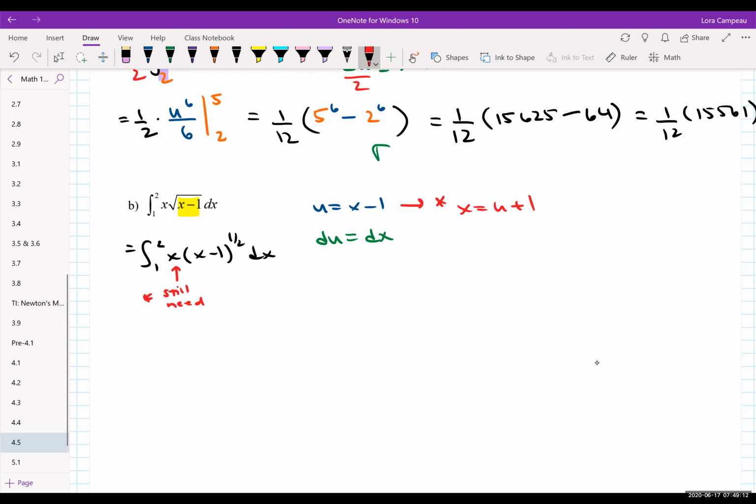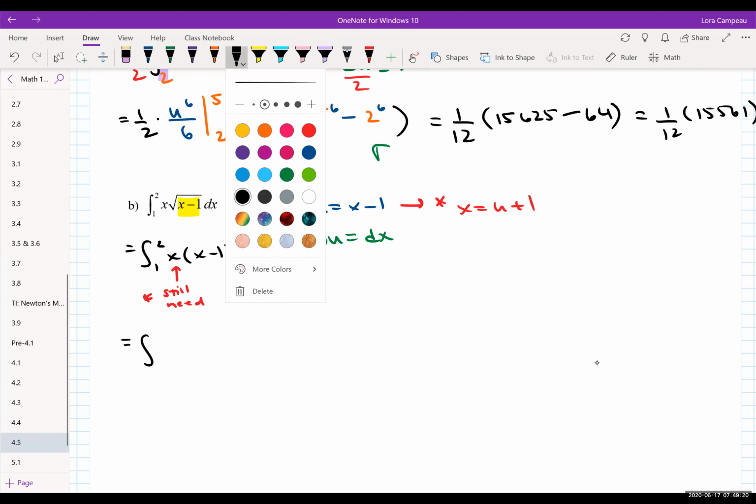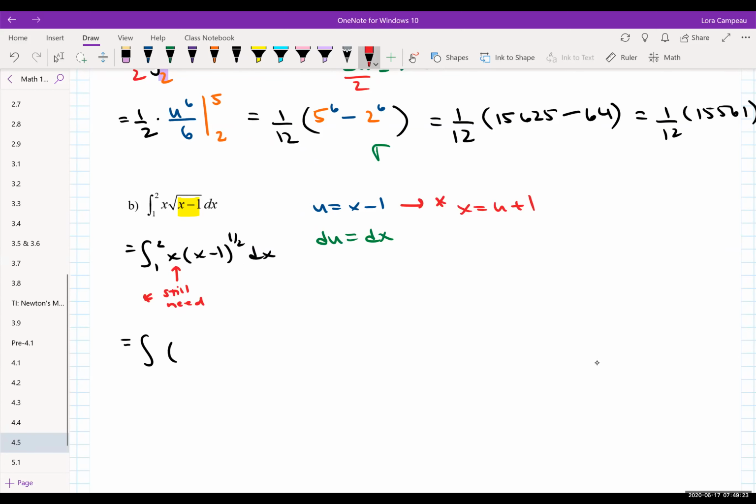So if we were to do that, what happens? If x is u plus 1, you can replace it. I'll write it in, u plus 1. And then didn't we have the x minus 1 as well? So x again is u plus 1, so we had the minus 1 there, still taking the 1/2 power. And then this is where we have to be careful, is that our dx is now du. So we were in good shape.